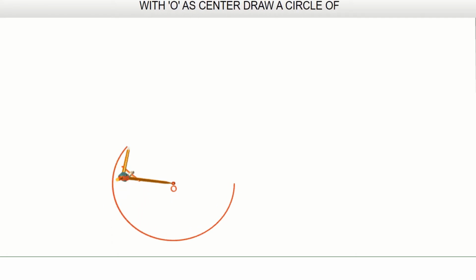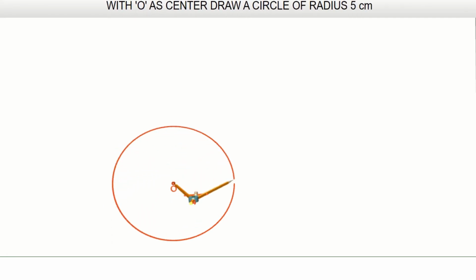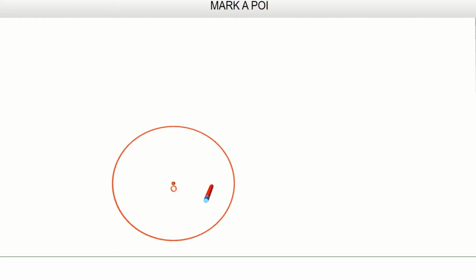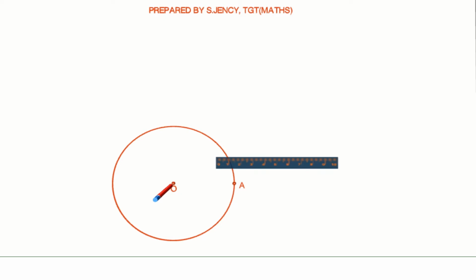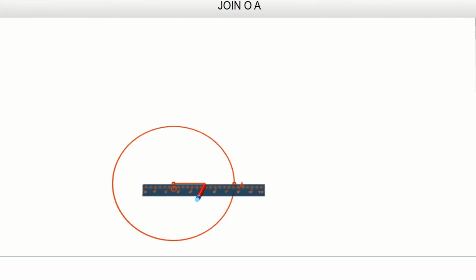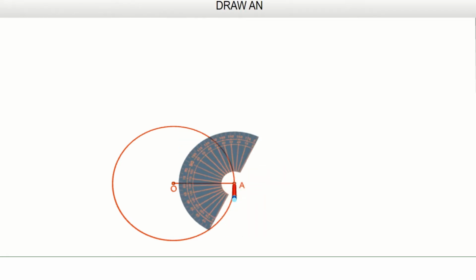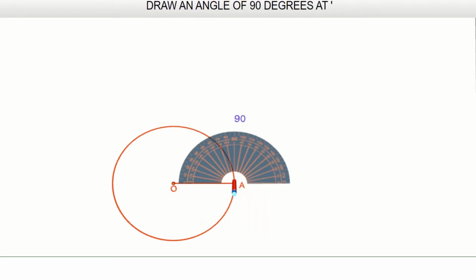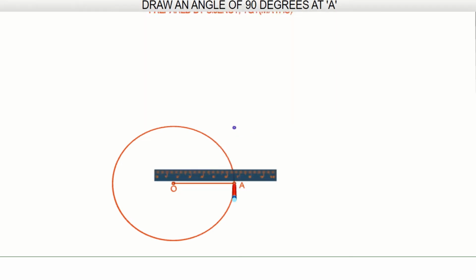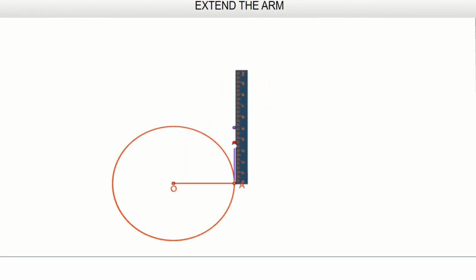First we have to draw a circle. For that I am marking a point O as my center. With radius 5 cm, I am drawing a circle, right? After drawing, I am going to mark a point on the circle, that is A. This is my radius, isn't it? So I am joining O and A. Now we are going to draw 90 degrees from this.